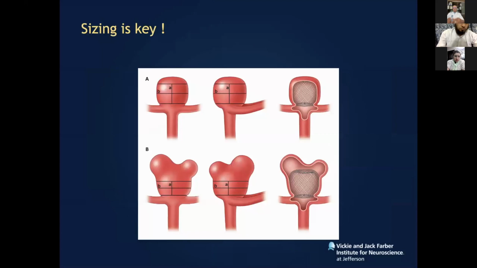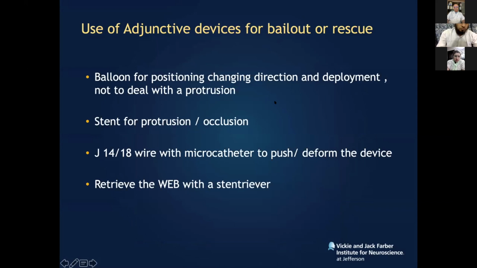But we've learned a lot since the trial, and I think we definitely know that it's not a panacea, and we know that there are some indications and there are some downfalls. We learned that sizing is key. It's very important to oversize the device to be able to prevent any flow going into the aneurysm and to prevent the shortening of the device.